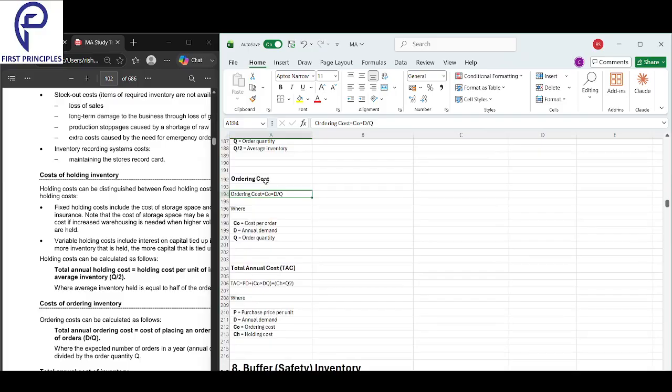Next, you have your ordering cost. What about the ordering cost? Ordering cost is the cost of one order into D by Q. What is the cost of your one order into D by Q? Then what is D by Q?